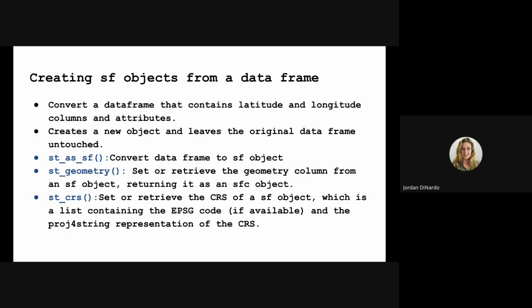If you wish to set or retrieve the geometry column from an sf object, you're using the st_geometry function. And then finally, if you wish to set or retrieve the coordinate reference system of an sf object, you're using st_crs. And there is a list of EPSG codes available for every single CRS, or coordinate reference system, that you're using, and you can find that online to provide the number which you wish to be using.